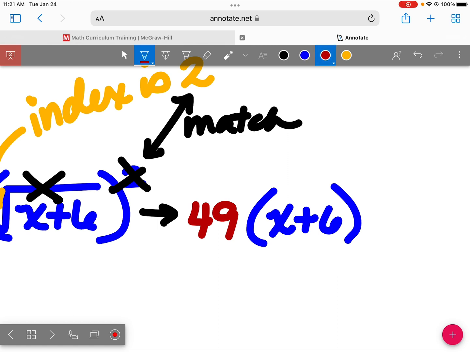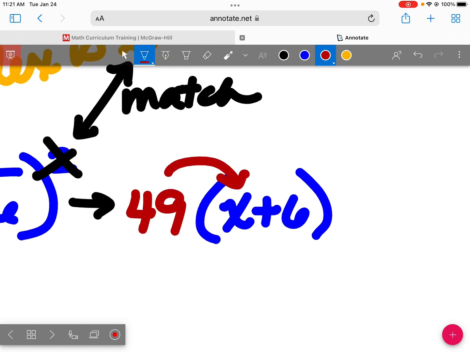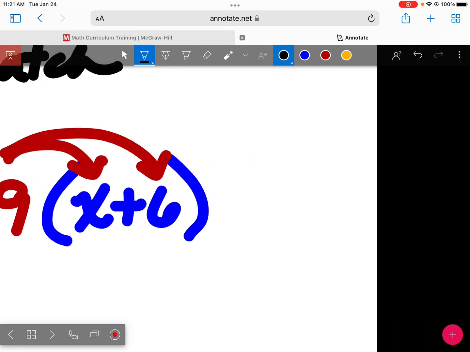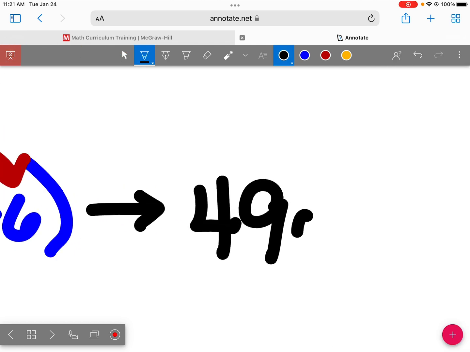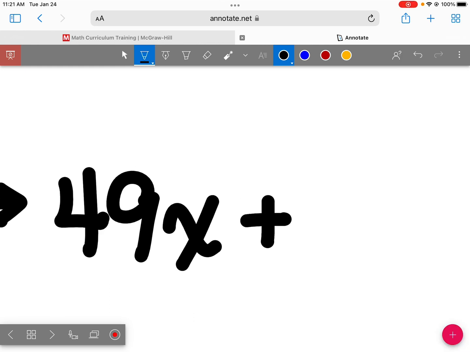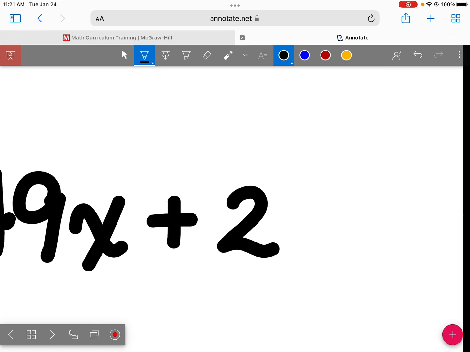There's one more thing that I see I can do with this. Distribute. I can distribute that 49 to both terms inside the parentheses. So I would have 49x plus what? 294.